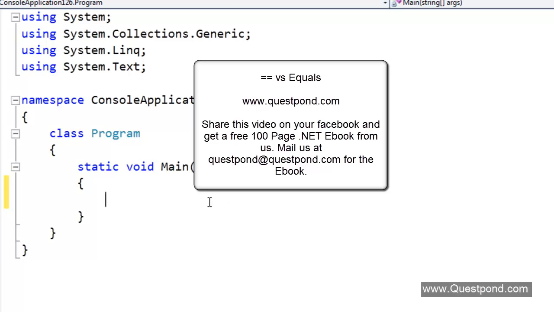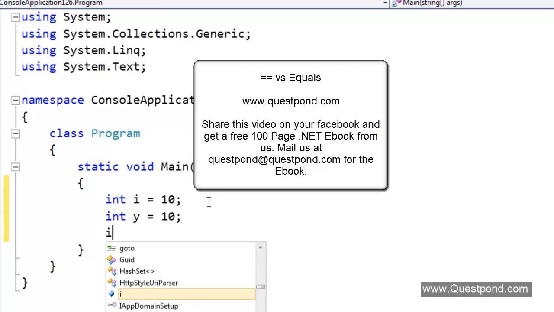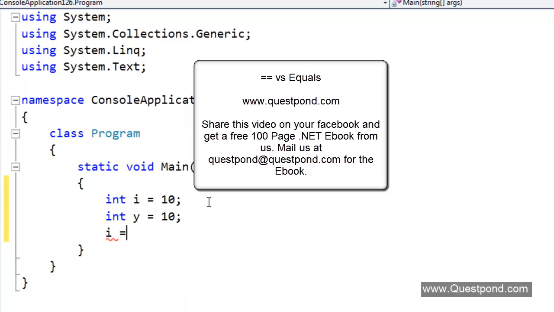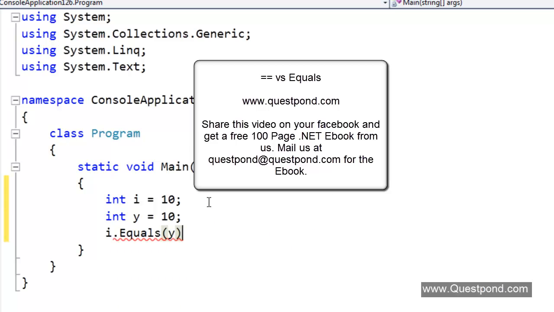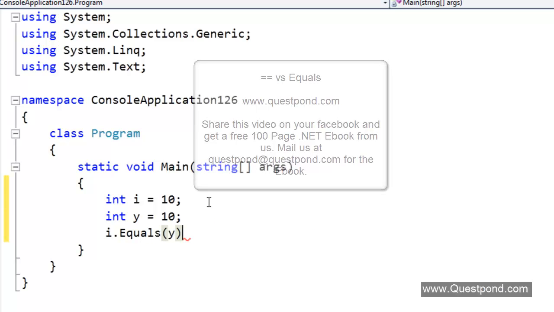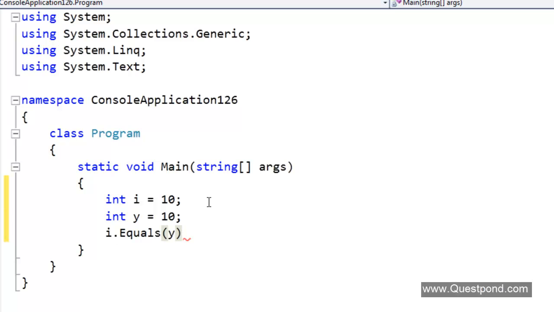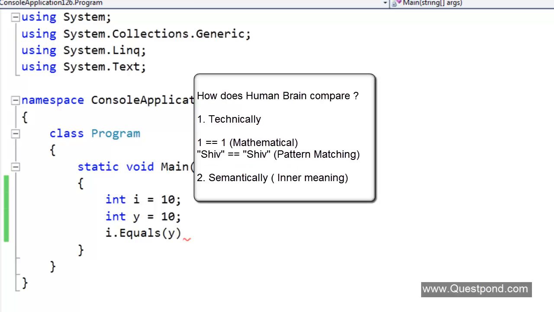In this video, we will try to understand the difference between == and .Equals. In other words, when we do comparison in C#, we can say, is i == y, or we can say, is i.Equals(y). So the question is, what is the difference between both of these methods of comparison in C#? Both == and .Equals help us to do comparison, right?